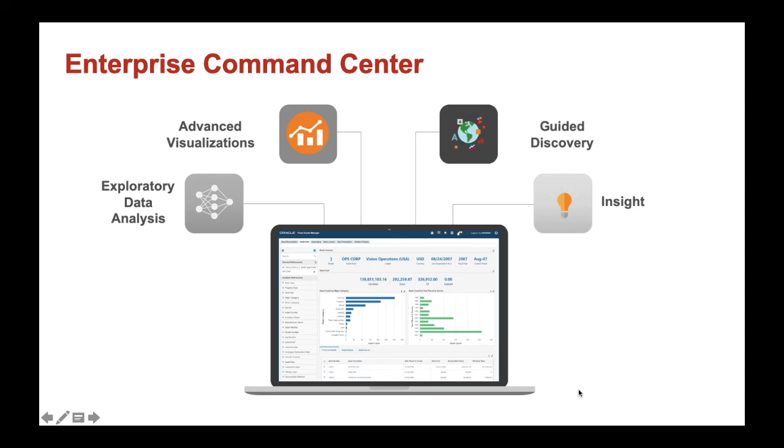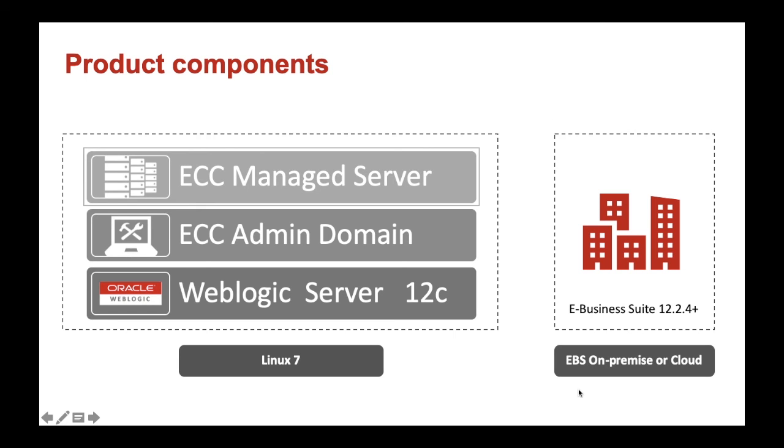Let me start with a definition of how the product components work. On the right we see eBusiness Suite, and one important aspect of Enterprise Command Center is that it only runs on release 12.2.4 and above of eBusiness Suite, and it requires having an extra server. This extra server, here in the center, is a Linux 7 box which will have three components: a WebLogic server, an ECC admin domain, and an ECC managed server. So these are the technical components.